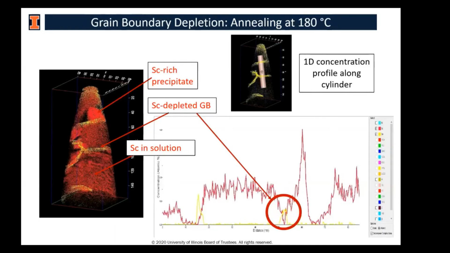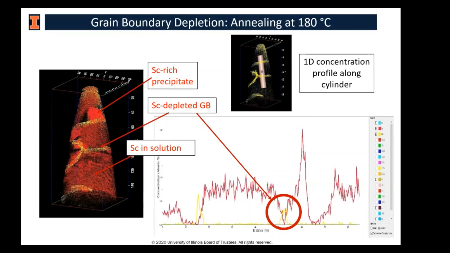This is a plot of the APT reconstruction showing scandium in red and gallium in yellow. The aluminum has been removed for clarity. A thin gallium coating occurs during FIB preparation, and due to its fast diffusion along grain boundaries, it can be used to highlight the grains in the atom probe reconstructions, even though it's only less than 0.1%.